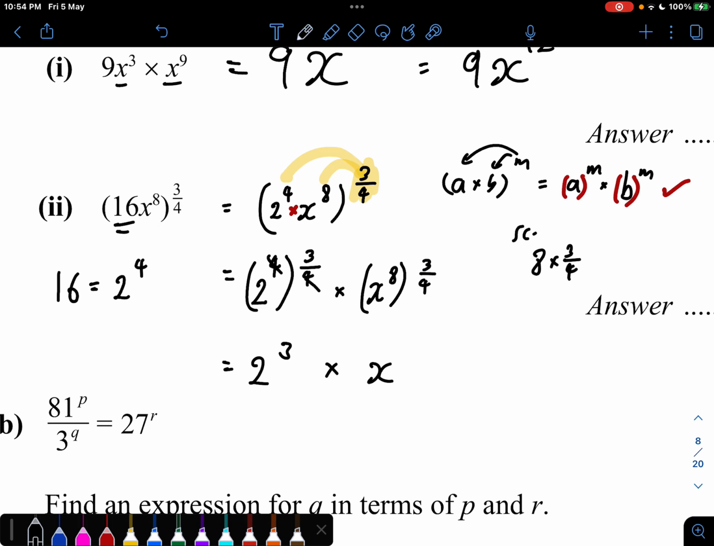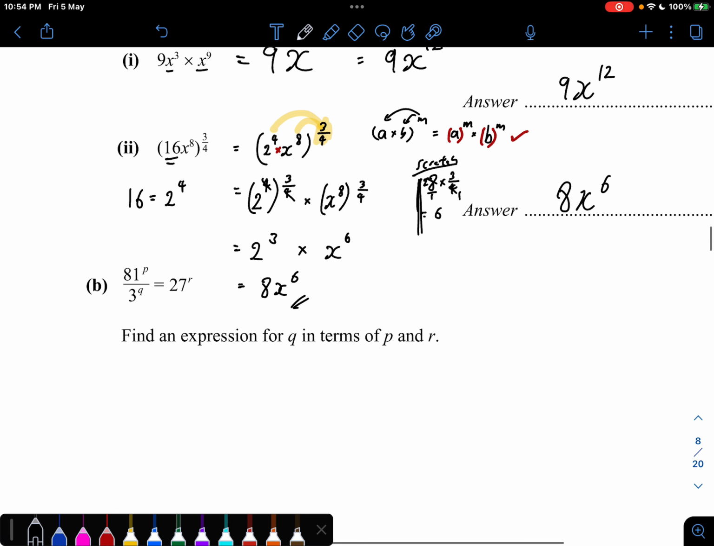This is scratch work. Not part of the official working. The official working is here. 8 times 3 over 4, you can type in a calculator, or you could just do some quick mental sums. 8 and 4 cancel away, 1, 2. 2 times 3 is 6 over 1. So it's just x power 6. And simplify, you get 2 cubed is 8 times x power 6. That's your answer.